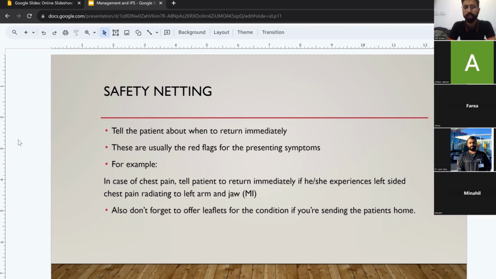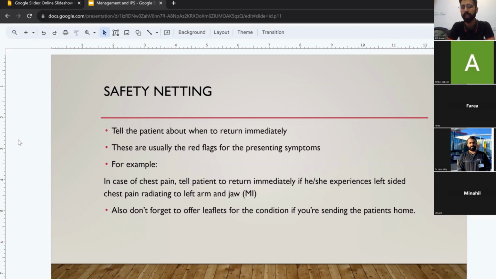The example is if a patient comes to you with chest pain and you diagnose them as just a musculoskeletal pain. You give them painkillers and send them home, but still you want to be a safe doctor, so you tell them, if you experience left-sided chest pain which radiates to your left arm or jaw and is associated with shortness of breath or nausea or sweating, you should come to the hospital immediately. This is your safety netting. It will vary with the symptom.